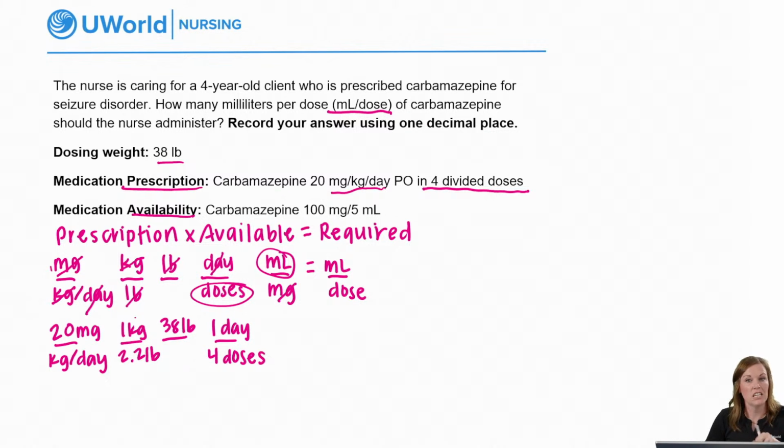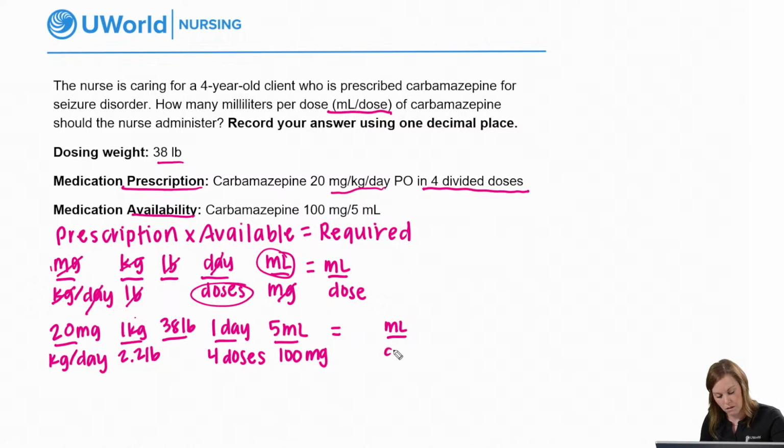And our medication is available in 5 milliliters per 100 milligrams. So I will let you guys do that math and see what you get, and we'll go from there.